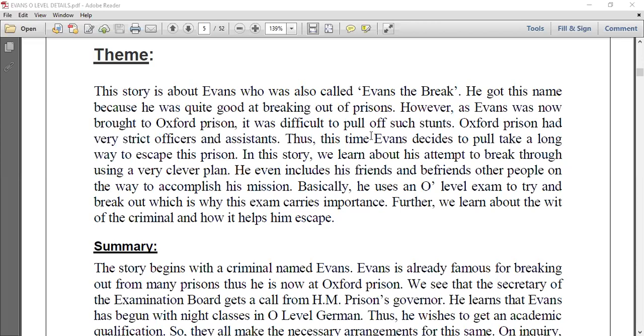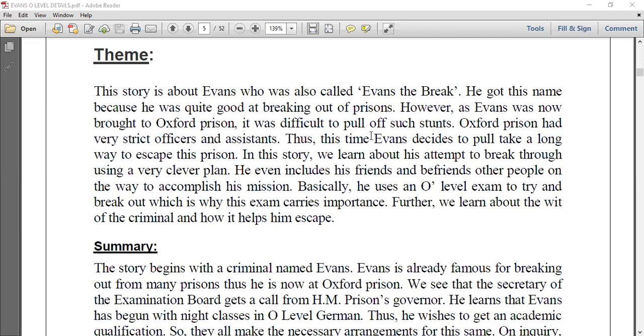And thus this time he decides to take a long way to escape this prison. He had an extra plan that was intellectual, something very clever. He took his own time, and he started his plan as he wanted to get an educational qualification. That's why he wanted to complete the O-level German examination. This is his major plan, to escape from this Oxford prison. In this story, we learn about his attempt to break out using a very clever plan.